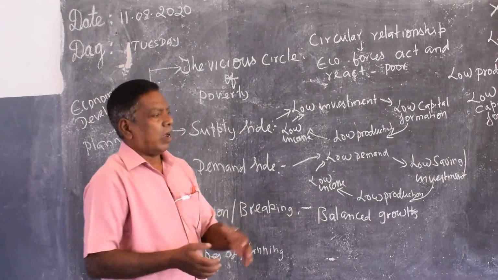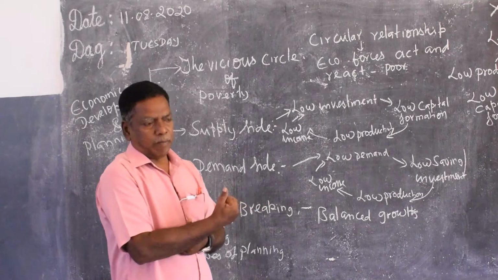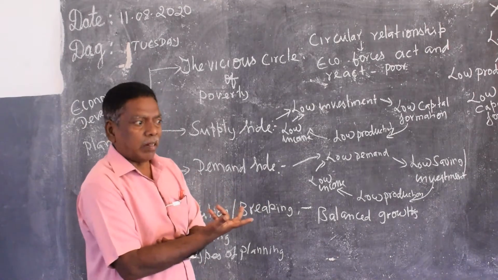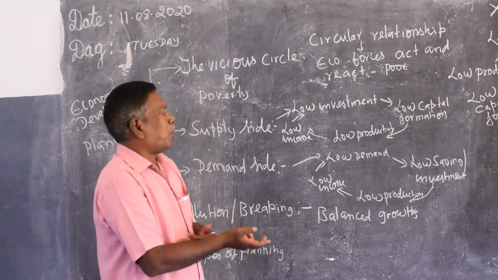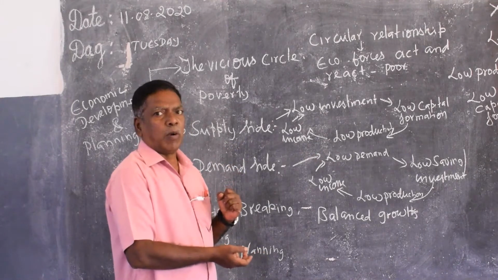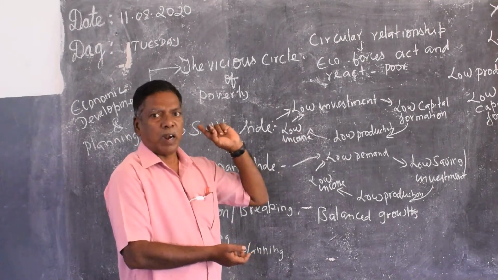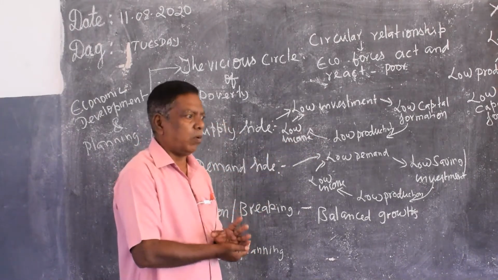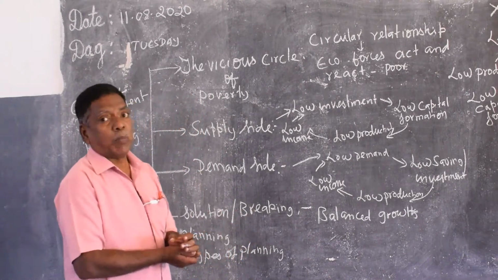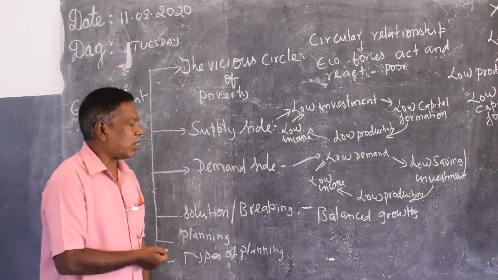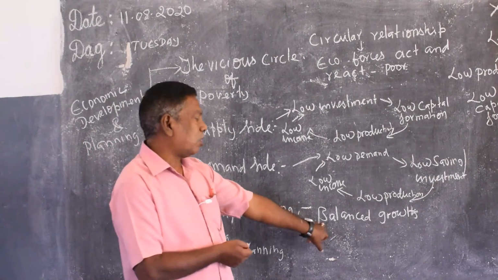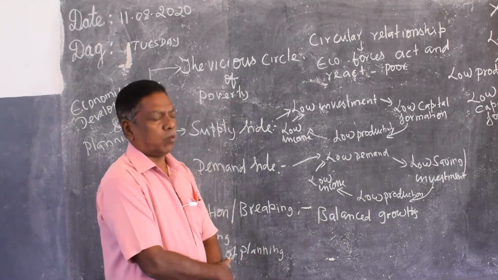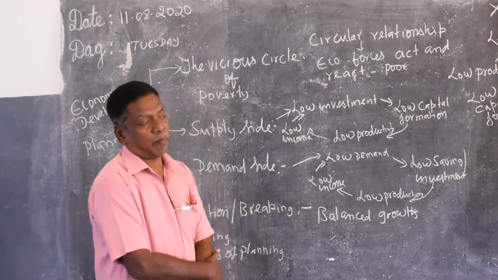It's just like filling the tub and draining the tub in such a manner. And if we do not withdraw that amount, that will lead to inflation. So it is not advisable. The better option to avoid that vicious circle is balanced growth. So what is this balanced growth?